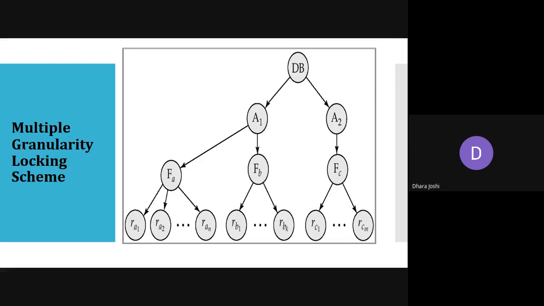Multiple granularity. What does granularity mean? Granular means small particles. So we'll divide our entire database into small particles so that we do not lock the entire database. Instead, we just lock the particles, the small areas, and the rest of the database remains accessible to the rest of the transactions.